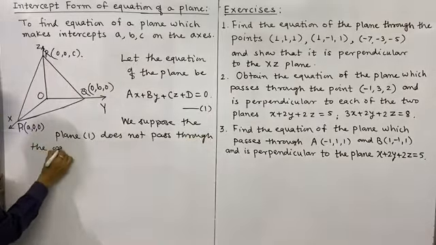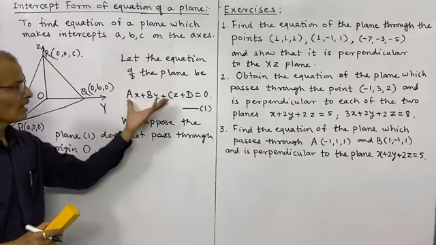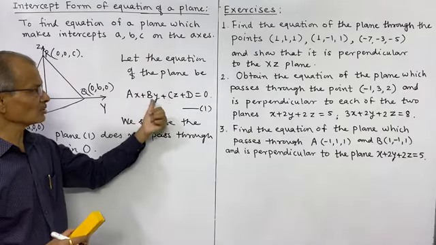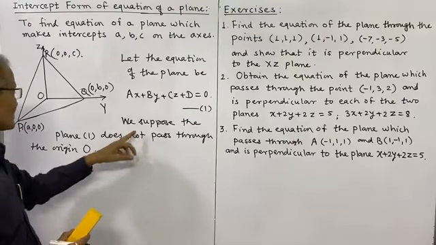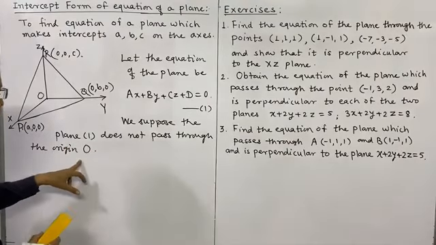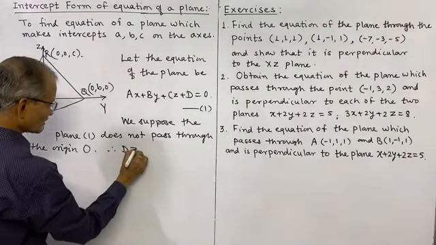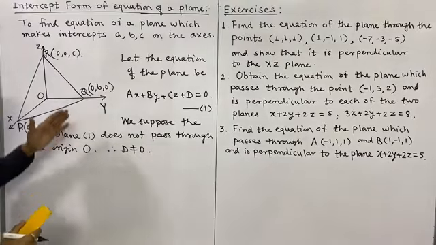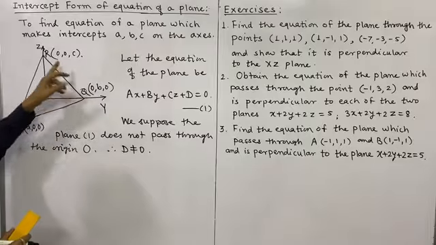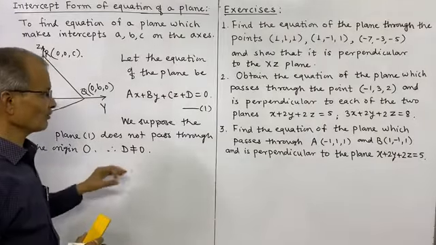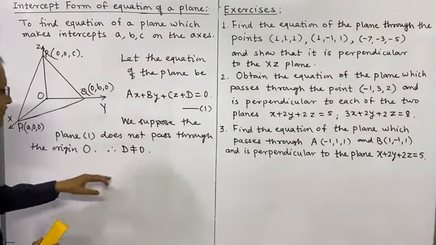This is necessary because if it passes through the origin, then the coordinates of origin will be 0 0 0 and d will be 0. So we suppose it does not pass through the origin, and therefore d is not equal to 0. And if it passes through origin, what happens? The intercepts will be all 0, a is 0, b is 0, c is 0, and no intercept will be formed. Therefore we consider a plane that does not pass through origin.